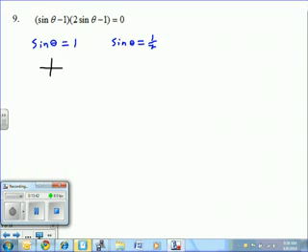So sine equals 1, where? 90, when you go up. And where is sine positive?